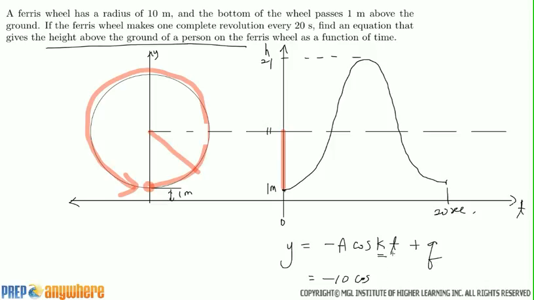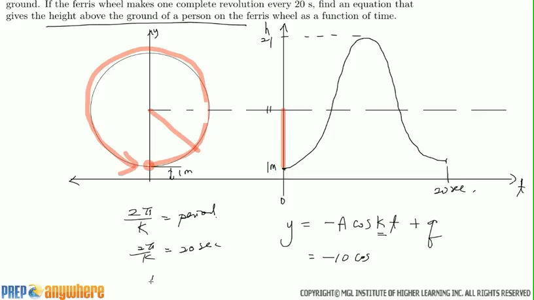Right. Now cosine kt, we know that 2 pi over k, so 2 pi is the normal period, right? If you shrink it by a factor of k, that's equal to the period. Now in this case, they tell us what the period is. 2 pi over k is equal to 20 seconds. So then k must be, do some cross multiplication, pi over 10. So we have pi over 10 here. And the vertical shift, right, is clearly 11.